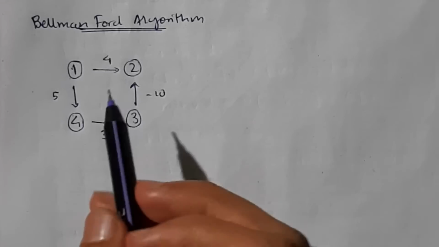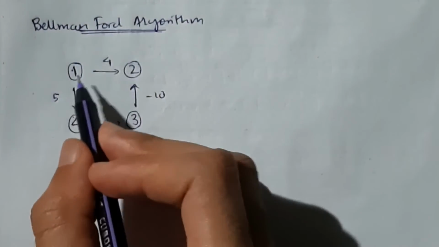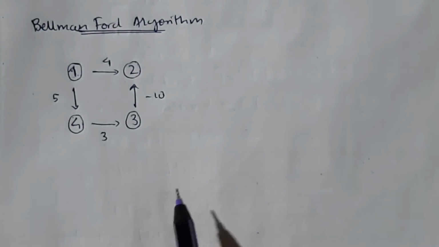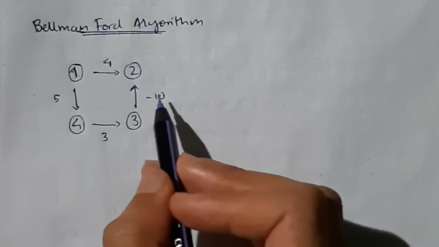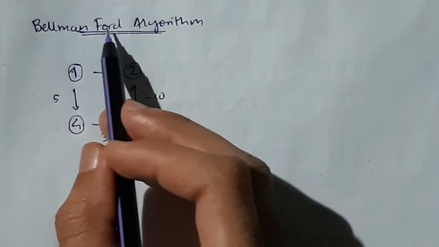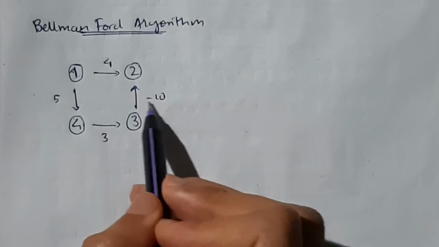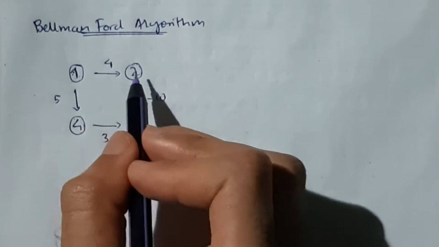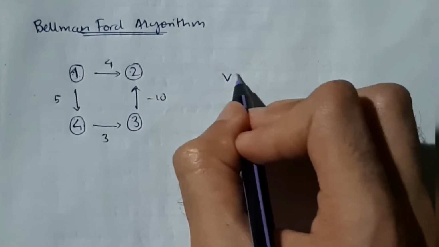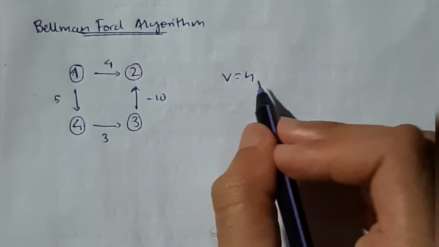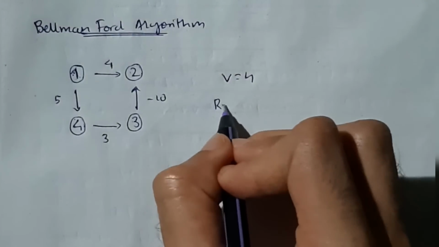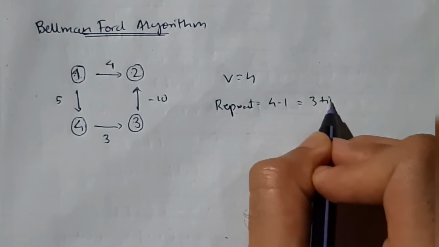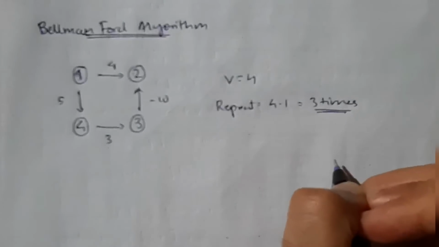In Bellman-Ford algorithm, we'll be finding the shortest path from the source vertex to all other vertices. Okay, so this is the same as Dijkstra's algorithm, but here we'll have negative values also. So Bellman-Ford algorithm is designed for negative edges also. Okay, so first we'll be finding out how many vertices are there: 1, 2, 3 and 4. So the number of vertices is equal to 4. If vertices are 4, that means I have to repeat this algorithm 4 minus 1 times, that is 3 times, to get the optimized solution.